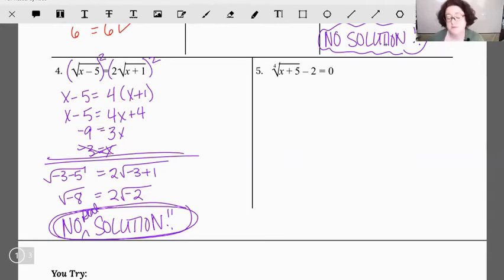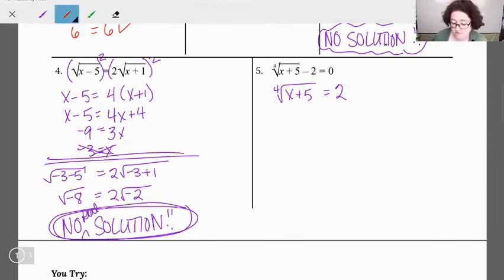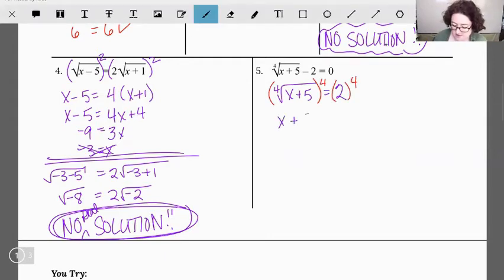Okay, and then number 5. So first off, again, isolate your radical. So we're going to have 4th root of x plus 5 equals +2. We have a positive number, so this one should work. Okay, raise both sides to the 4th power to undo that 4th root. So we just have an x plus 5 on the left. 2 raised to the 4th power, 2 times 2 times 2 times 2 gives us 16. This is a really nice answer to work with, just an 11.